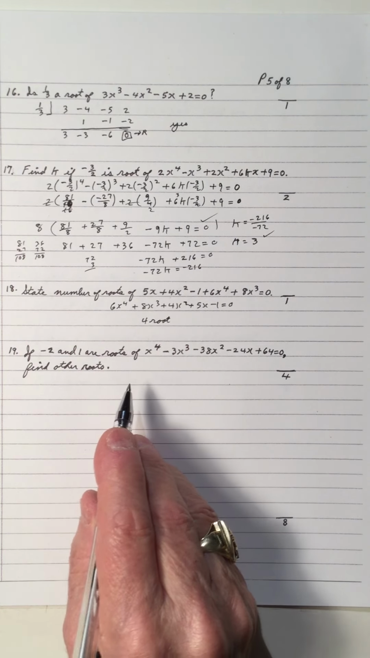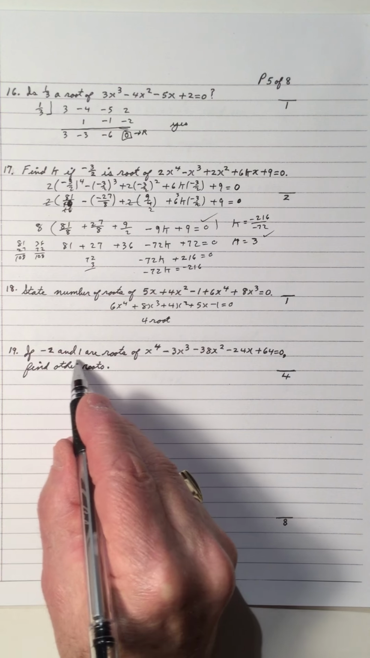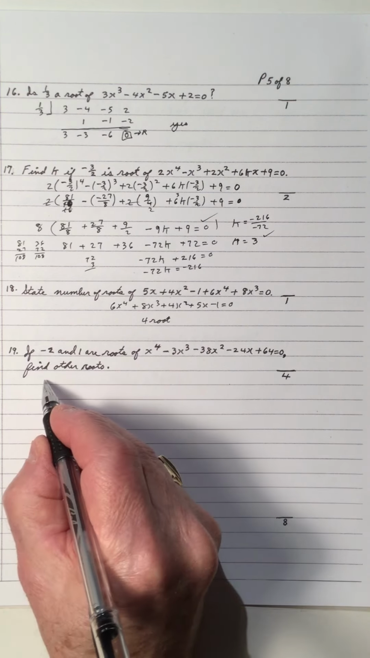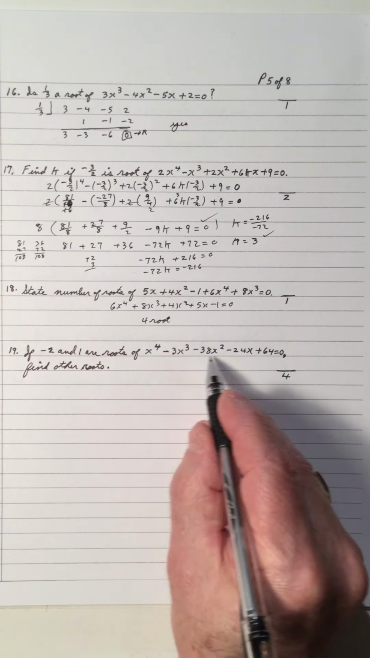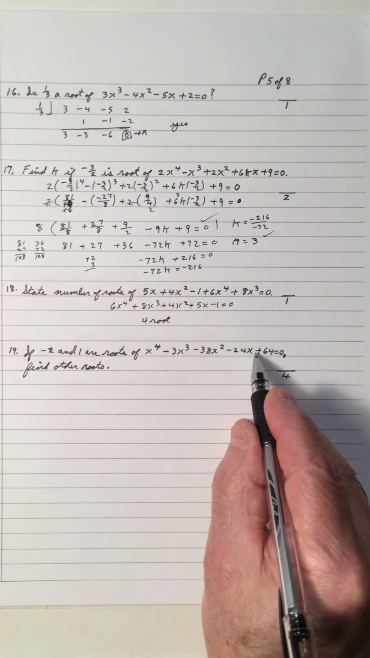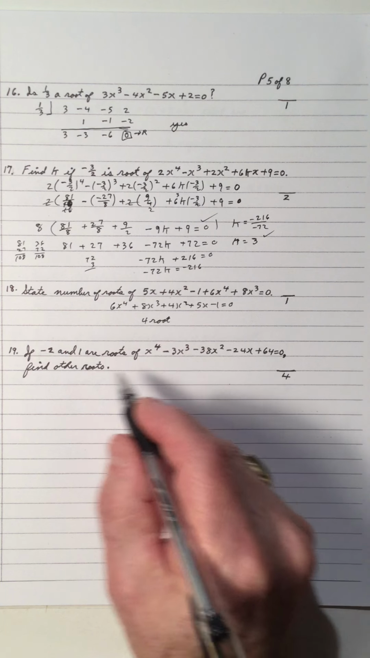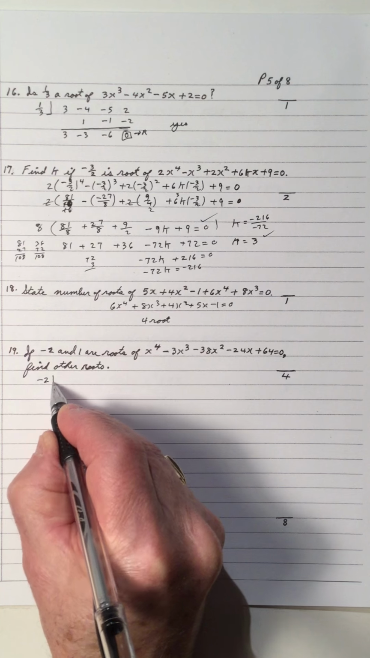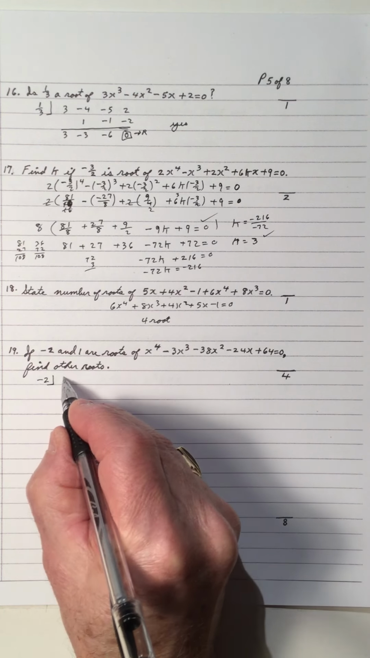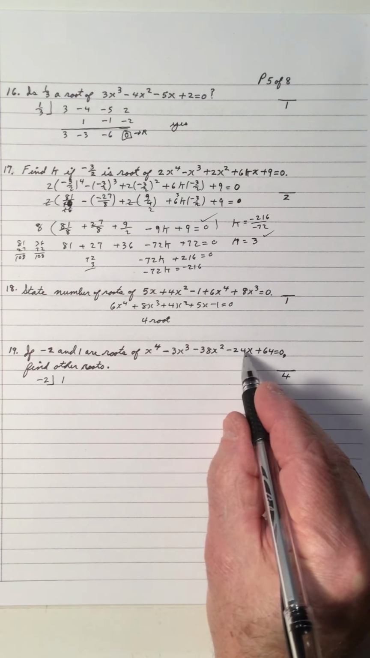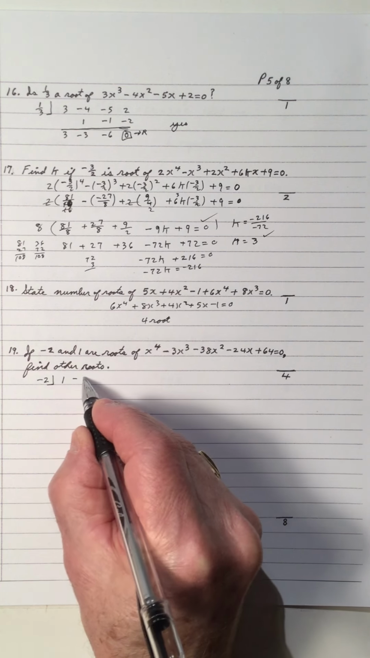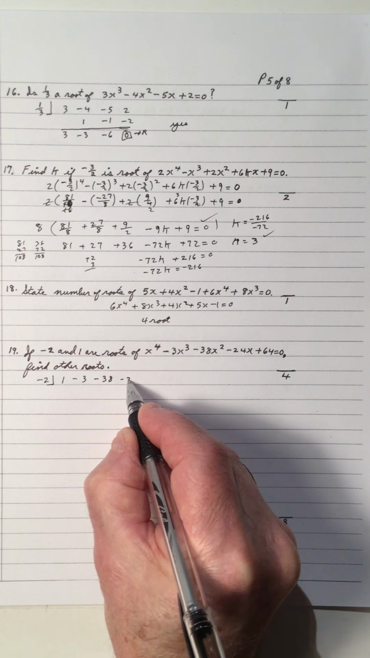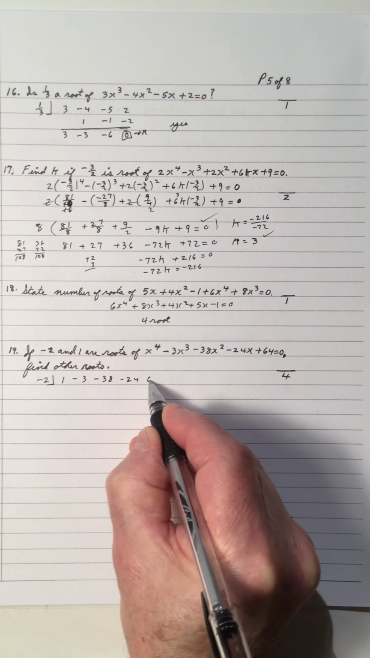Number 19. Negative 2 and 1 are roots of this equation. Find the other roots. So if I plug the negative 2 in for x, it'll give me a 0, only verifying it as a root. So I'm going to do the synthetic division on the negative 2. So I got 4, 3, 2, 1, 0, so they're all there. 1, negative 3, negative 38, negative 24, 64.